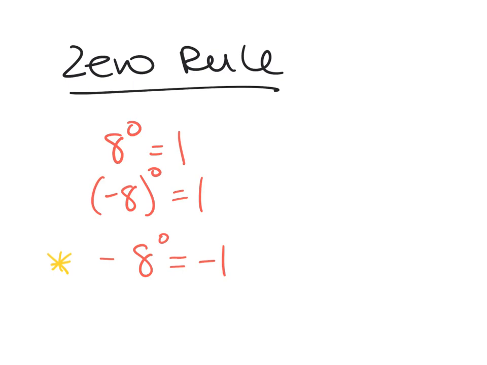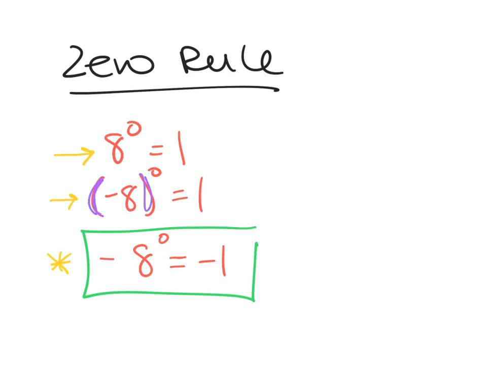So the next rule is the 0 rule, and this is just a rule that you're going to have to memorize: anything to the power of 0 is 1. Anything. 8 to the power of 0 is 1. Negative 8 to the power of 0 is 1. However, I want you to notice that negative 8 to the power of 0 is negative 1. I know some of you right now are thinking these are the exact same thing.